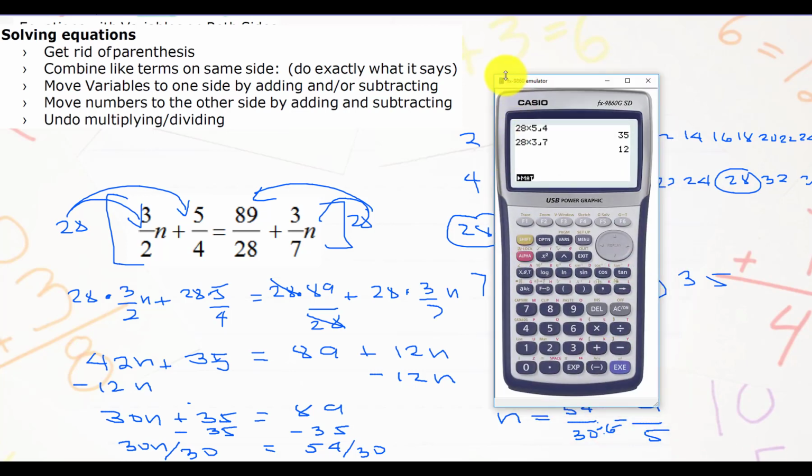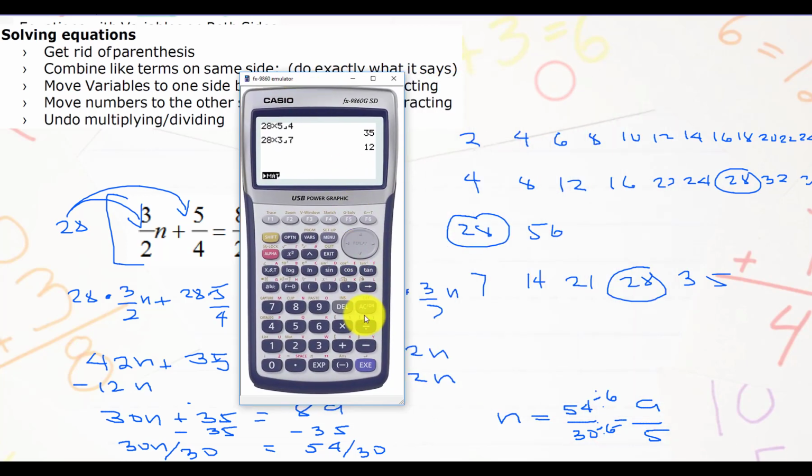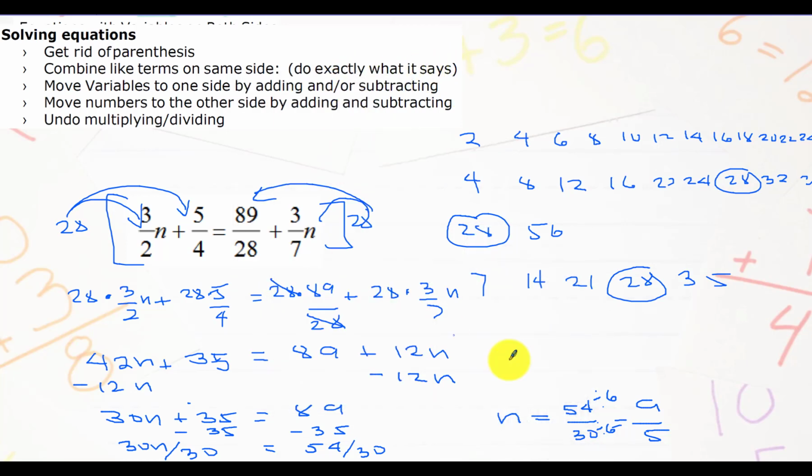Or we can check our answer by doing it this way. So type in your 54 ABC 30. Okay, then when you press EXE or execute, it will give you the simplified fraction 9 over 5. Alright, so here we go. This is our answer, 9 over 5.